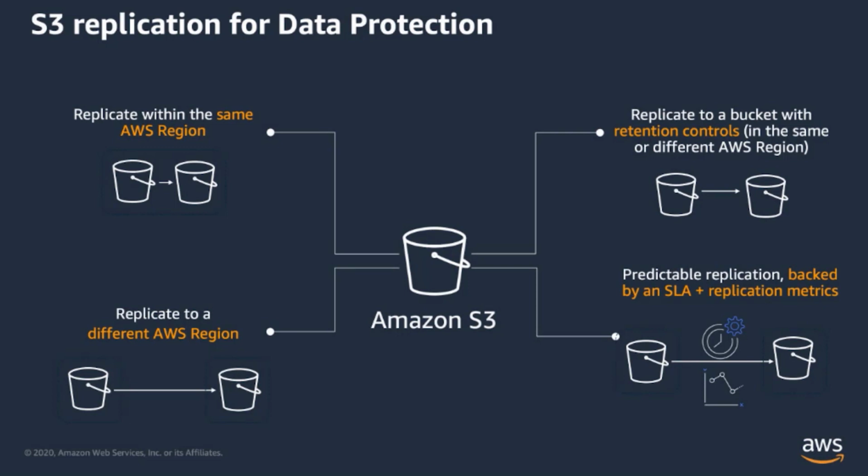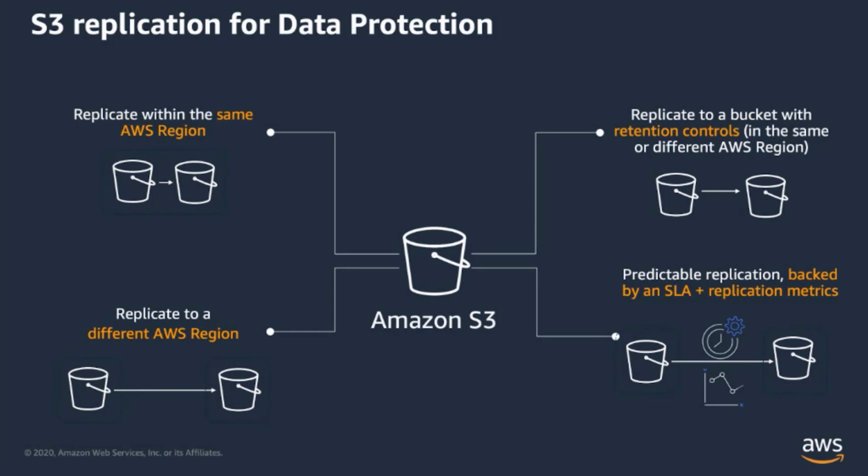You can replicate your data either in the same region or a remote region. And you can replicate to a bucket with object lock enabled. So you could create a bucket with object lock enabled and a default retention period, and all objects replicated to that bucket would have object lock for the time period configured on the destination bucket.